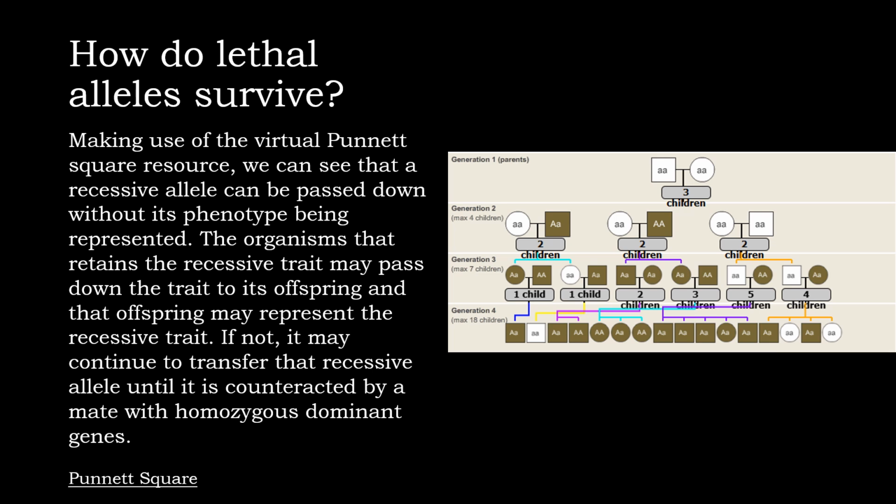How do lethal alleles survive? Making use of the virtual Punnett square resource, we can see that a recessive allele can be passed down without its phenotype being represented. The organisms that retain the recessive trait may pass down the trait to its offspring, and the offspring may represent the recessive trait. If not, it may continue to transfer that recessive allele until it is counteracted by a mate with homozygous dominant genes.